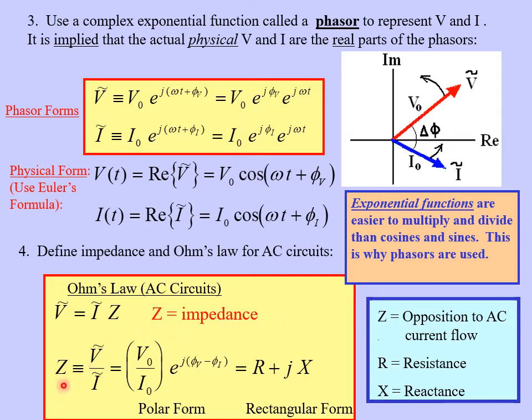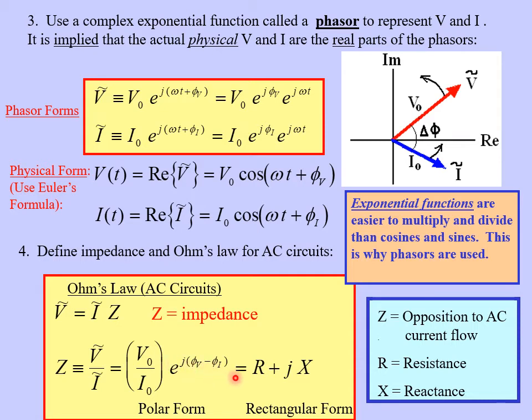More specifically, impedance is defined as the ratio of phasor voltage to phasor current, just like R is equal to V over I for DC circuits. So if we take these phasors up here and divide one by the other, we can put this in two different forms. In polar form, we have V naught over I naught out in front. That's the magnitude of the impedance, and then it has a phase angle given by the difference between the voltage phase and current phase, so phi sub V minus phi sub I.